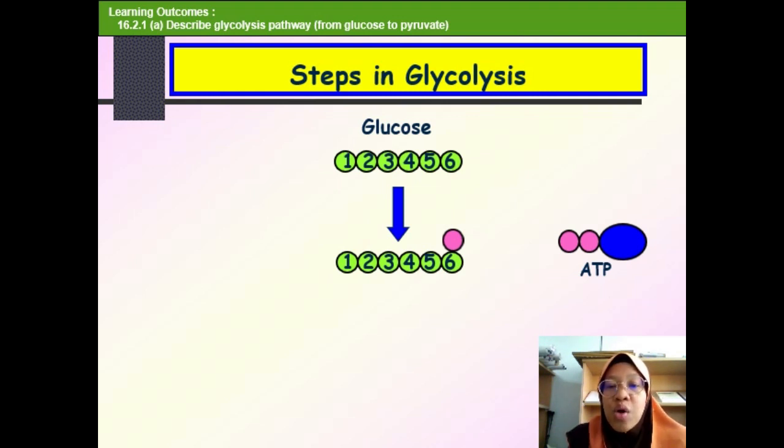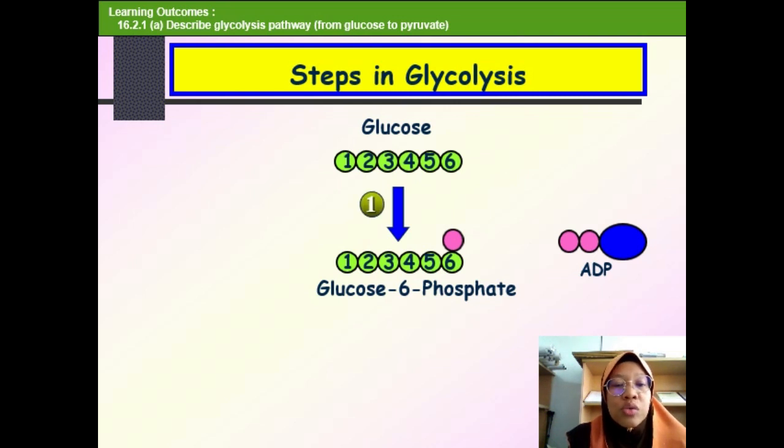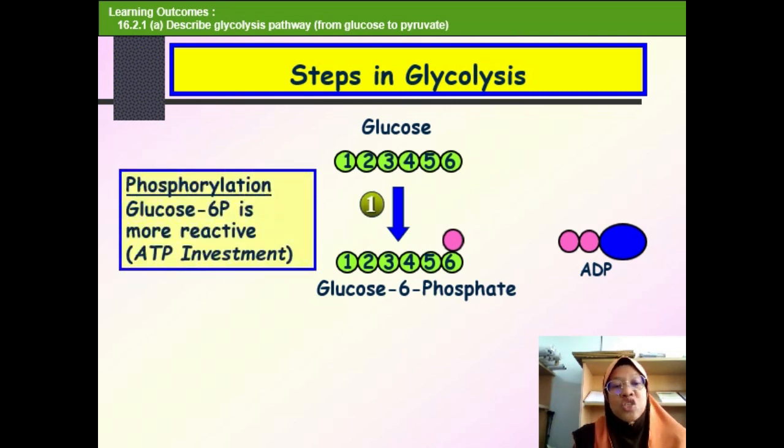So ATP dah buang satu fosfat, so bukan lagi adenosine triphosphate. Now it becomes adenosine diphosphate, ADP, sebab satu fosfat group tadi dah buang. Buang mesti ada yang terima. Siapa terima? Glucose. So glucose jadi glucose 6 phosphate. Why 6? Because the phosphate group tadi attached to carbon nombor 6. So jadi glucose 6 phosphate. The process is known as phosphorylation.